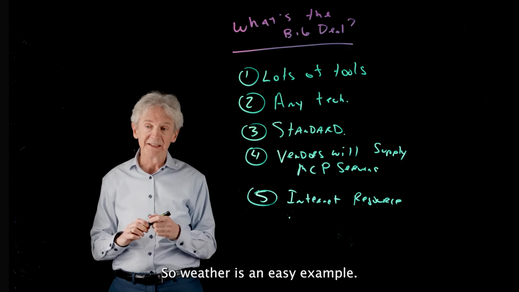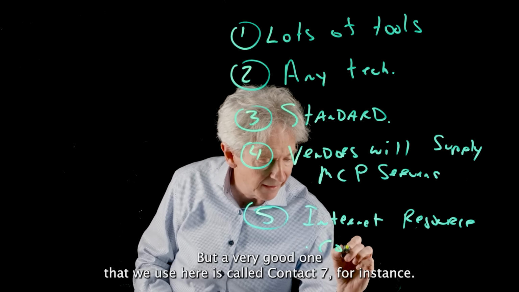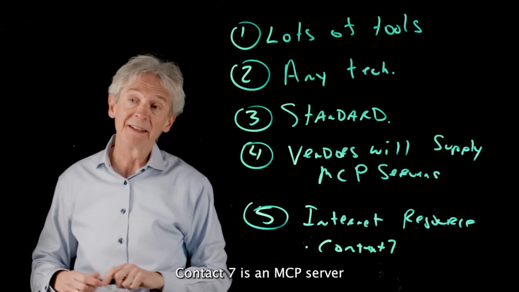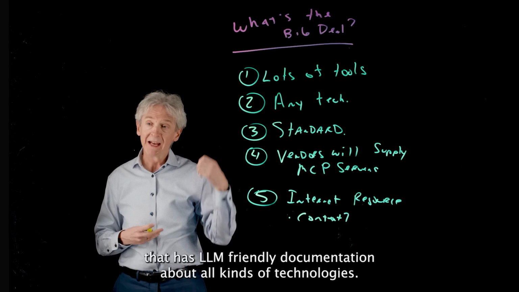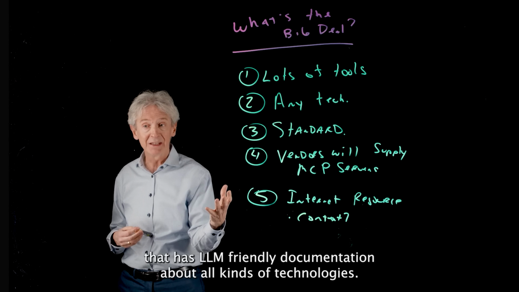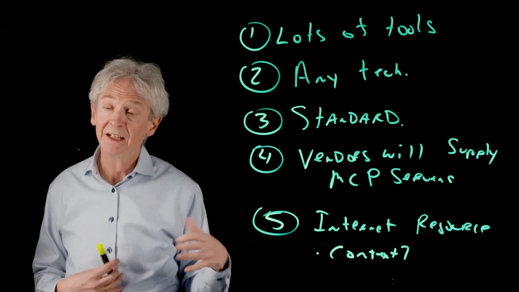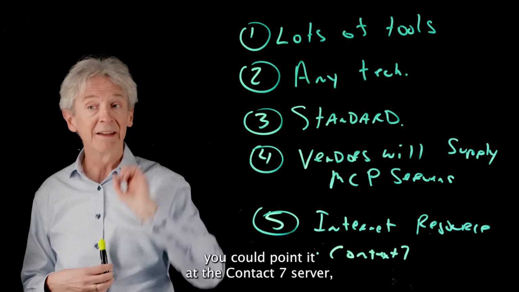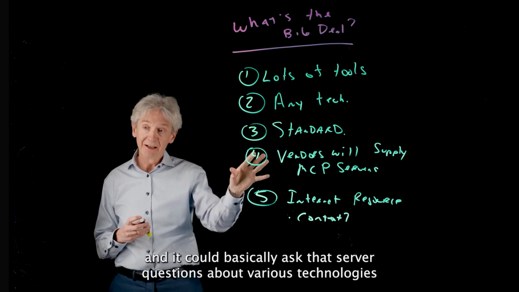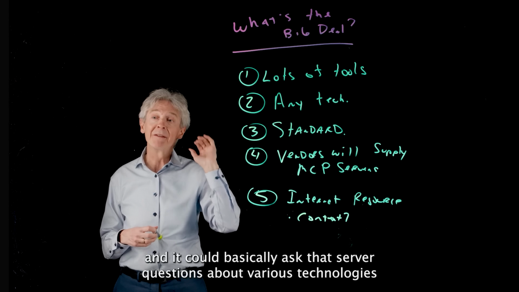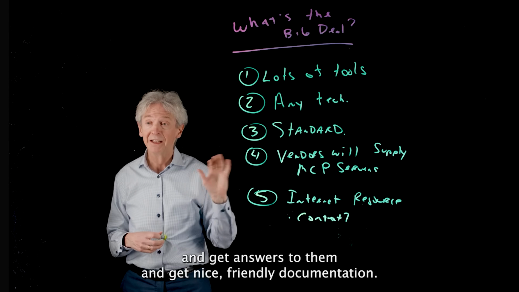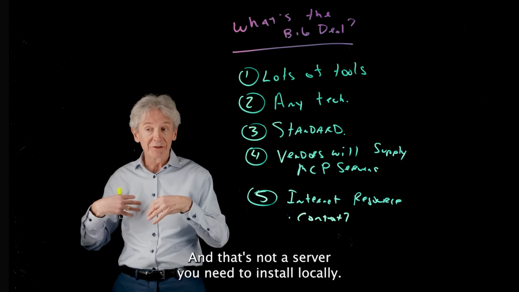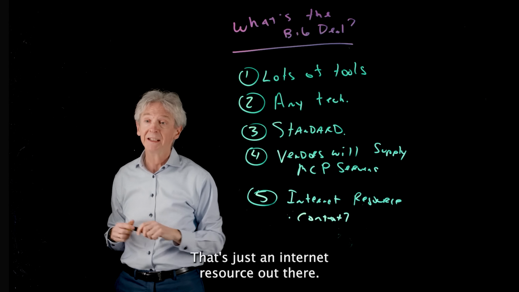So weather is an easy example, but a very good one that we use here is called Context 7, for instance. Context 7 is an MCP server that has LLM-friendly documentation about all kinds of technologies. So if you wanted to write an agentic workflow around coding, you could point it at the Context 7 server, and it could basically ask that server questions about various technologies and get answers to them and get nice, friendly documentation. And that's not a server you need to install locally. That's just an internet resource out there.